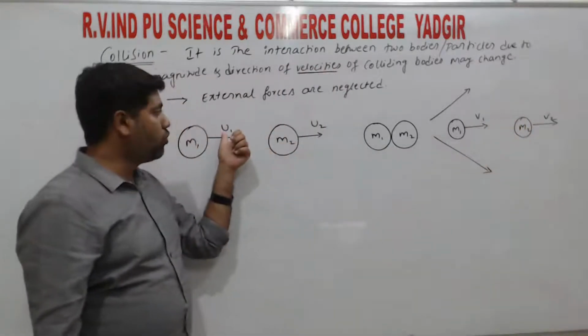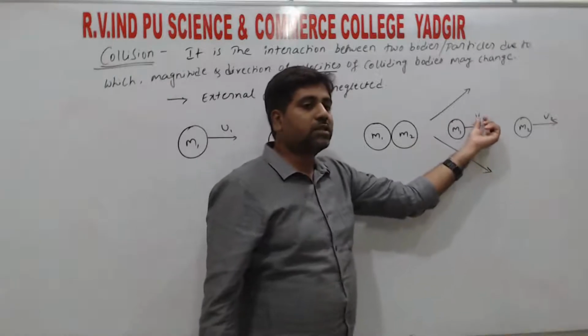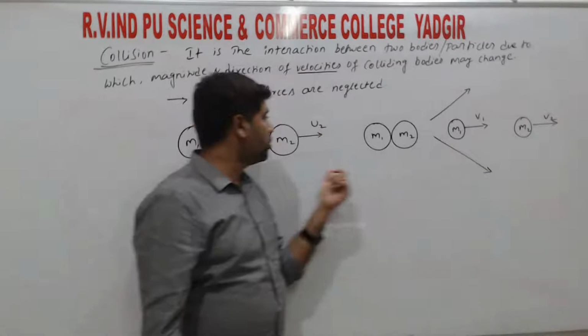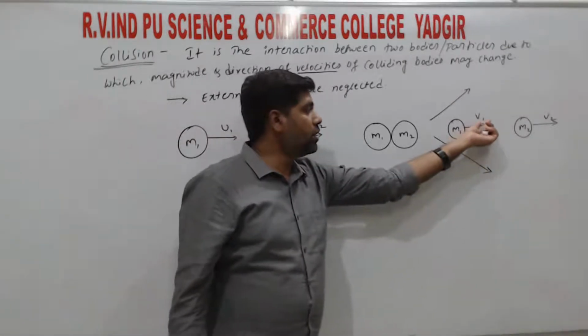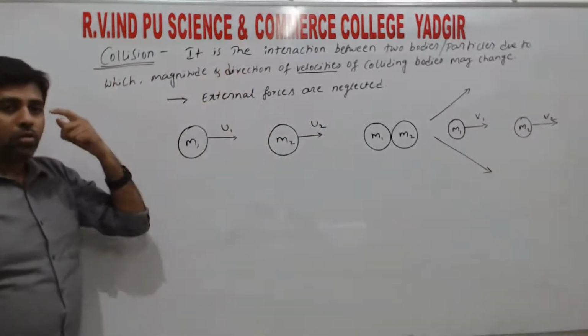So magnitude changing means the values representing the velocity change. If we take velocity u1 as 5 meter per second, here the velocity changes, that means to some 6 meter per second or some 3 meter per second. So that is not equal to the initial velocity u1. That's why we replace the values with v1 and v2, right? So this is the concept of collision.